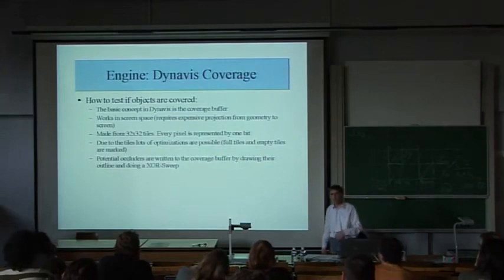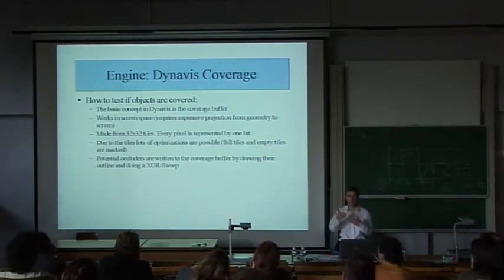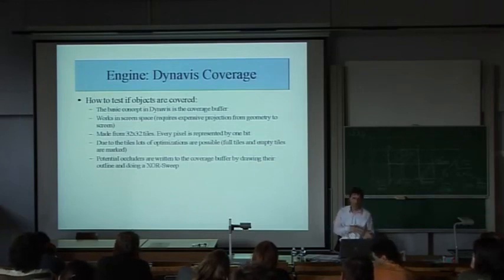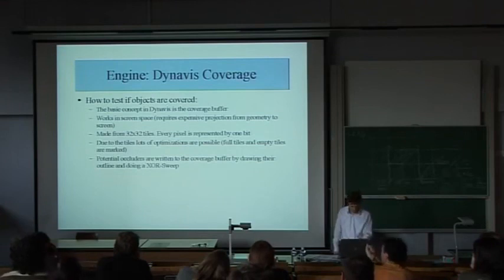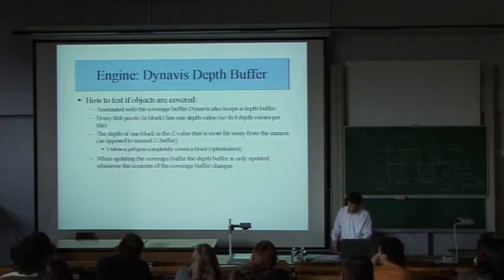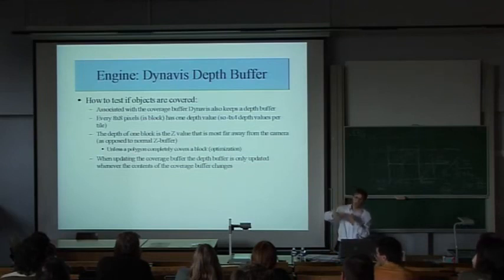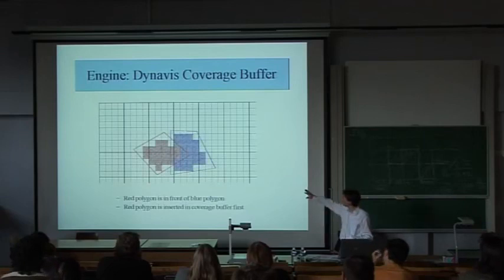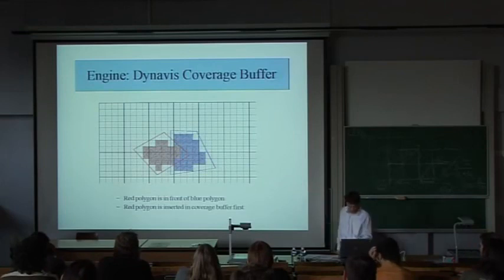So Dynavis tries to be a bit smarter than that. It actually tries to calculate if objects hide each other. To do that, it uses a coverage buffer, which is a bit like a Z buffer for 3D hardware. I will not go into much detail here because it's a bit complicated. Actually it writes out the objects in a buffer, and it compares the depth of that object with objects that will be rendered later or earlier to see if they are visible. Here you see two polygons, and there's a depth value for every 8 by 8 pixels in this case.